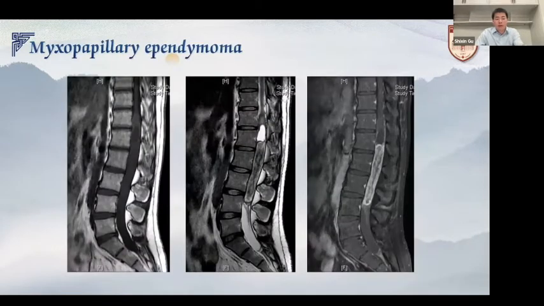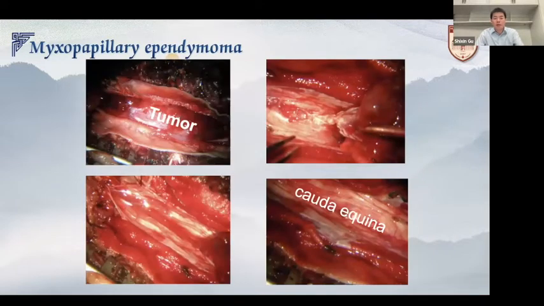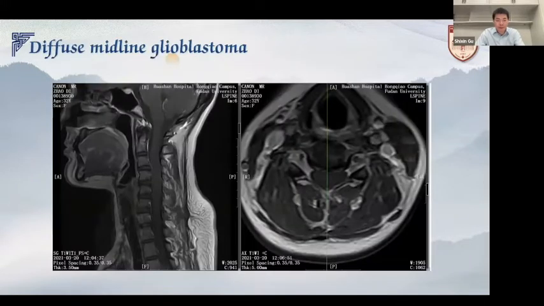This is also a special type of ependymoma that occurs in the cauda equina, called myxopapillary ependymoma. Sometimes it is not easy to differentiate from schwannoma of the cauda equina on MRI. During the operation, the tumor should be cut off from the place where the cone grows, and the boundary between the cone and the tumor should be separated.